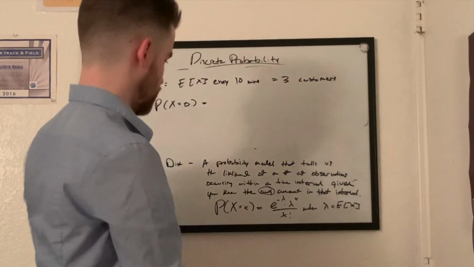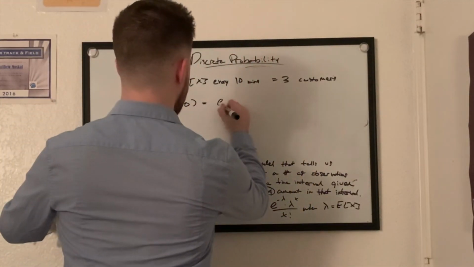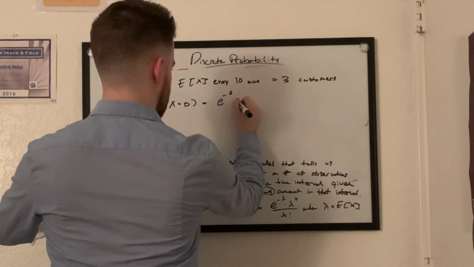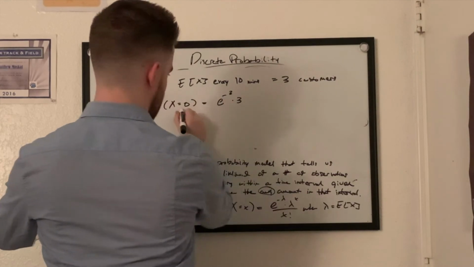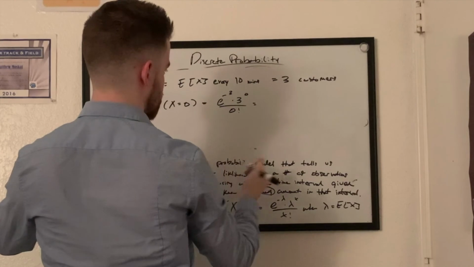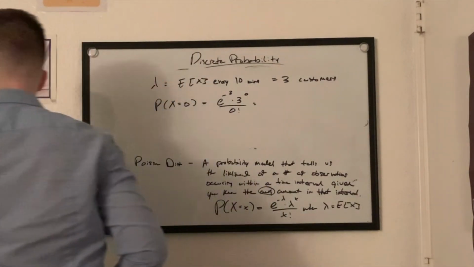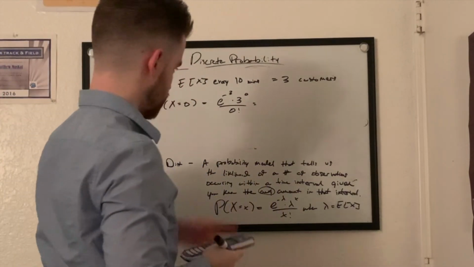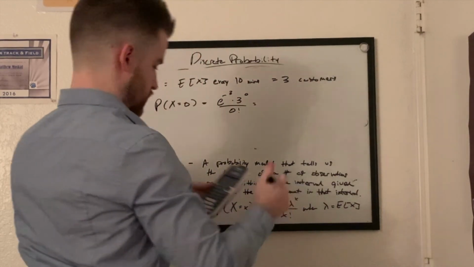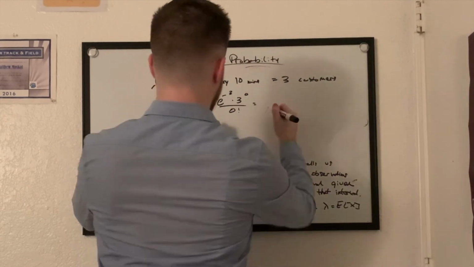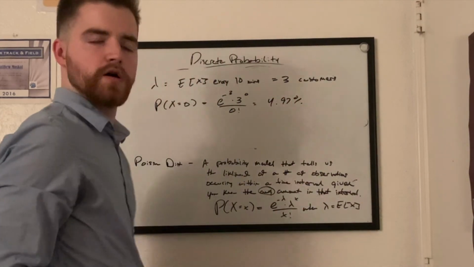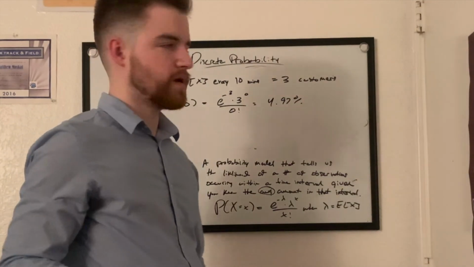Well, let's use the formula. That's going to be e to the negative lambda, which is your expected value every 10 minutes. So that's e to the negative 3 times lambda to the x, which is 3 to the 0, divided by x factorial, so 0 factorial. If you use a calculator, you can easily get this. 0 factorial is 1, 3 to the 0 is 1, so it's really just e to the negative 3. So it's about 4.97%. So it's not that likely to happen.